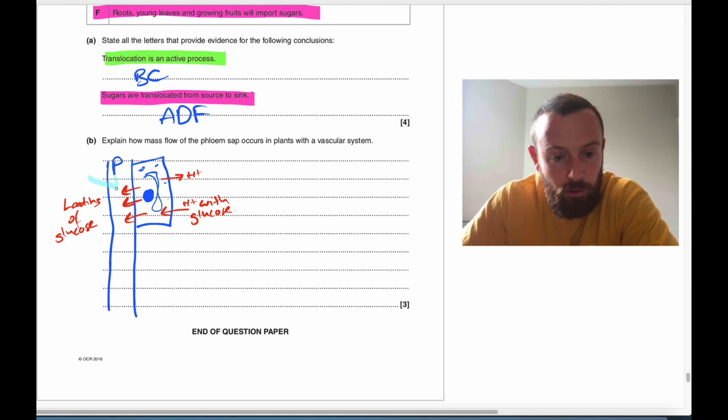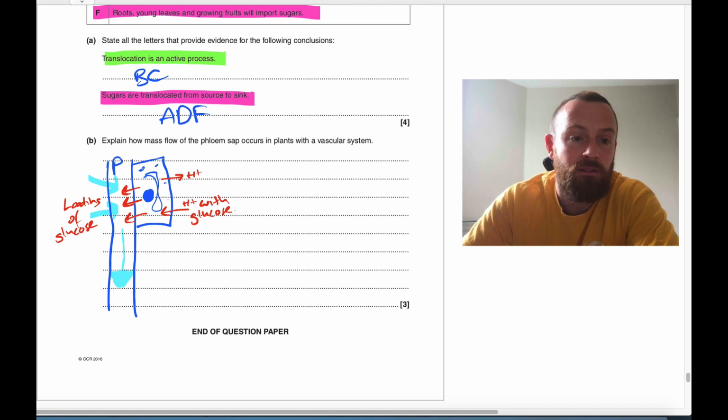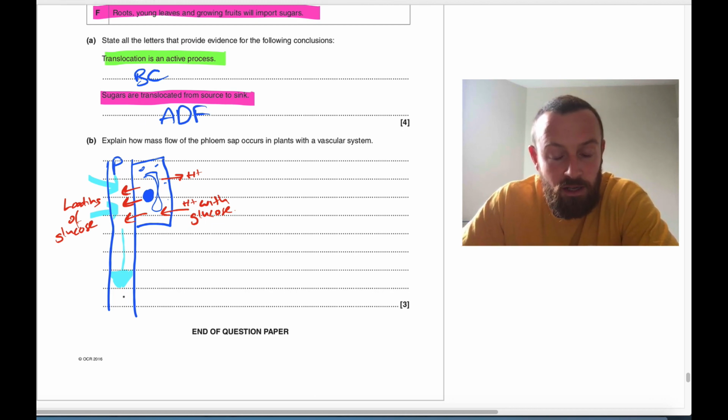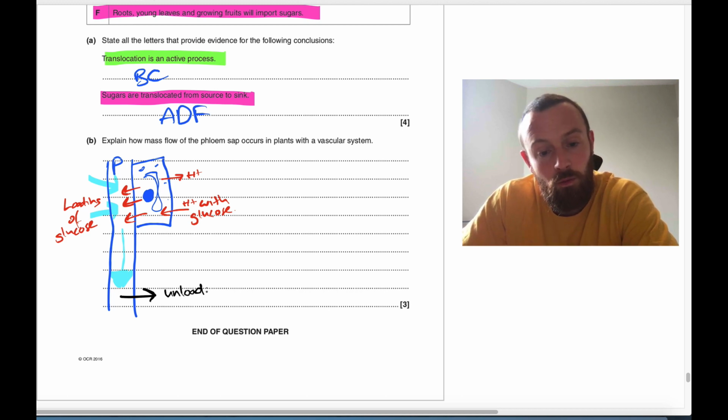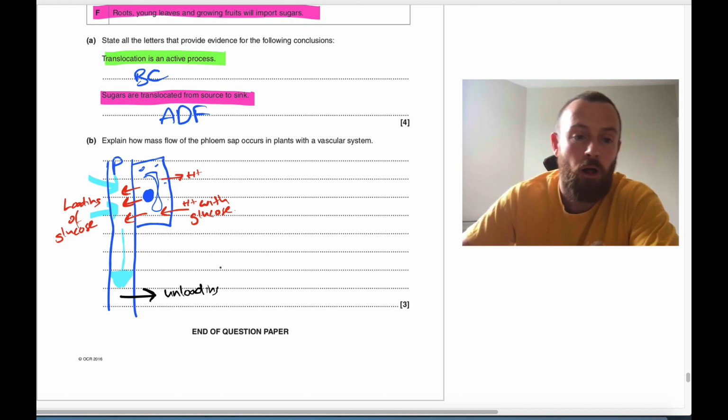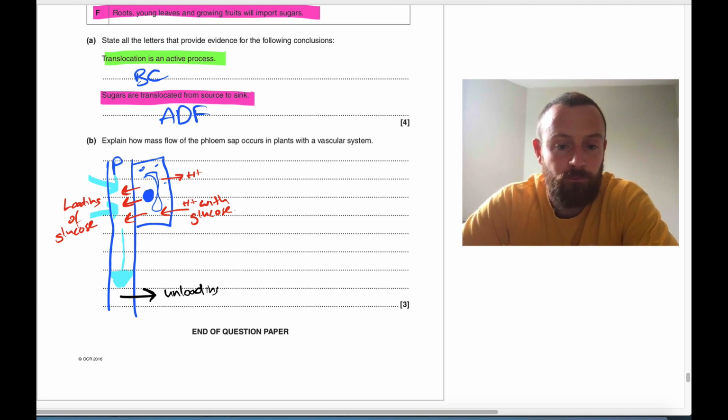So I'm going to do this light blue here. Water follows, and this generates a bit of a pressure. Then we get mass flow. Mass flow occurs down to the sink. Let's change color. Let's do black for the sink. And in the sink, we can have unloading of glucose, which means that water exits as well. So let's look at the mark scheme.